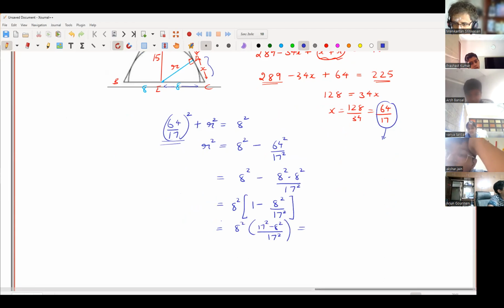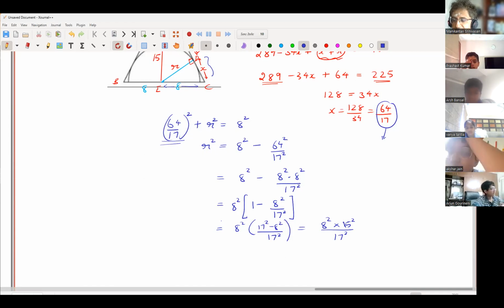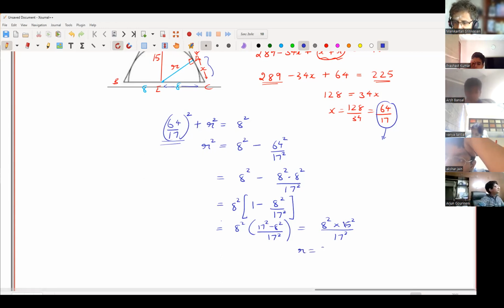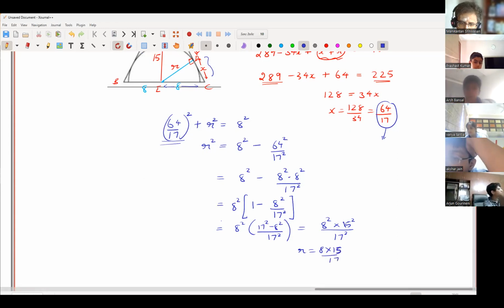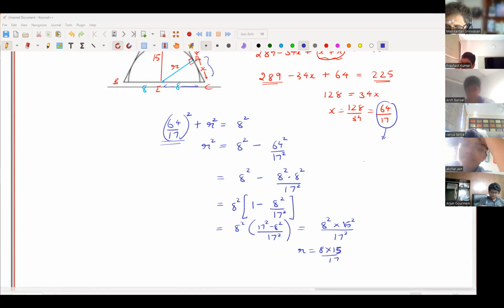Yes, so that is what I got confused about. How is 17 square minus 8 square 15 square? Is something wrong in this? Because I know 8, 15, 17 is a triplet. Oh, okay, sir. That's why. And therefore, r just becomes the square root of this, which is 8 into 15 by 17. Sorry, Arsh, you were saying, what is wrong about this? Oh, I thought that between 8 square and 8 square, it was a minus sign. It's okay. It's a multiplication sign.